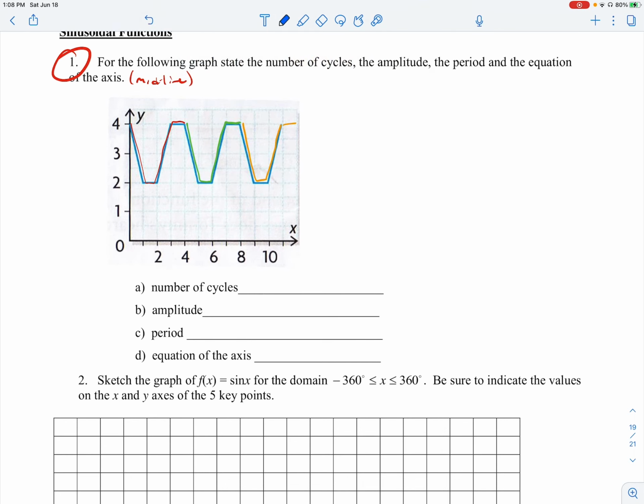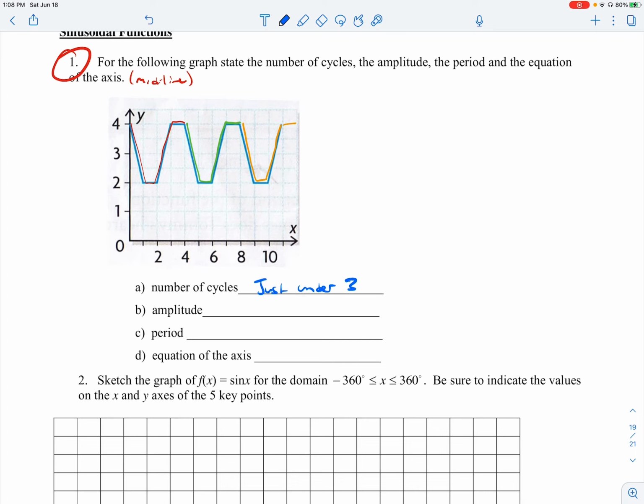Okay, so what are the number of cycles here? It's actually not quite 3. This graph probably should have been finished a bit more. I'm going to say just under 3. Okay, that's probably a little bit of an error by whoever created this review sheet. So they probably meant for it to be 3 full cycles, but technically it isn't.